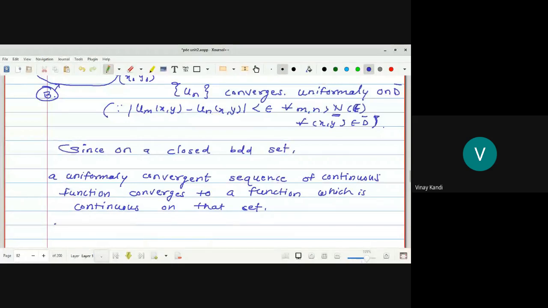Okay, so here un is the sequence of functions that converges to a function. Okay, uniformly convergent. Suppose this sequence of functions converges to a function u. Okay, that is u of xy, which will then be continuous.